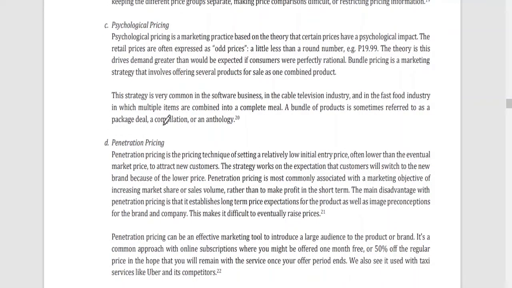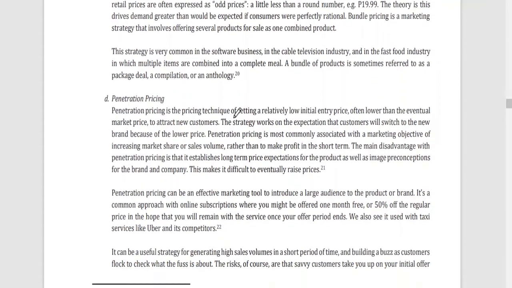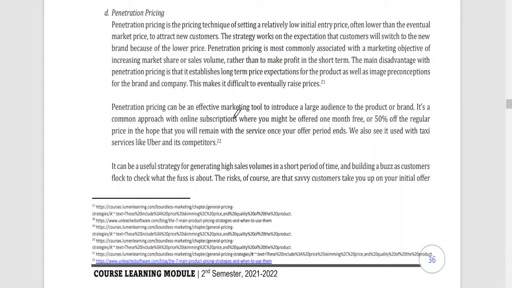Even in online shopping, they have this add-ons. Ingon nila nga save 10 pesos, 20 pesos if you add this to the other item that you already added to your cart. So, marketing gid na nila para mahalin tong uban nga products. Then we have penetration pricing. That is the pricing technique of setting a relatively low initial entry price, often lower than the eventual market price to attract new customers.